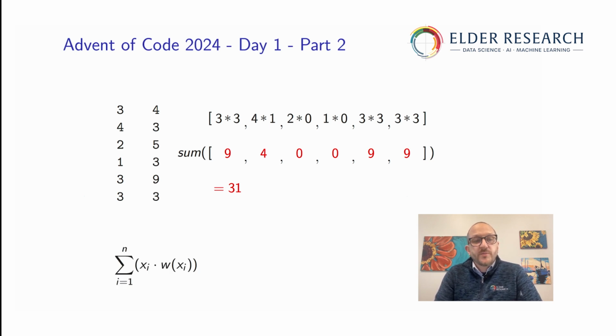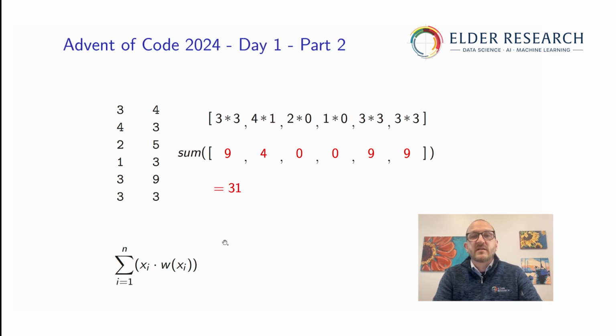I've put here the formula for a weighted sum. You can see that we just have the value times some kind of weighting function of that value, and then we are summing them up. This should look very familiar. It happens frequently in data science where you're taking weighted sums of anything. Also very familiar to statistics.